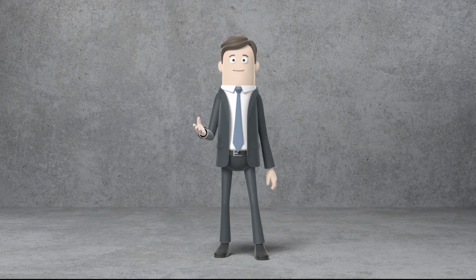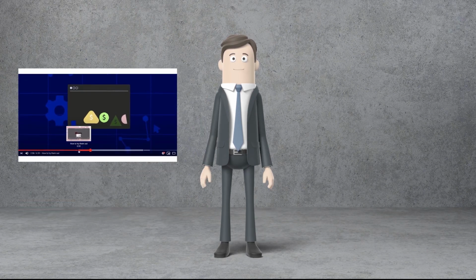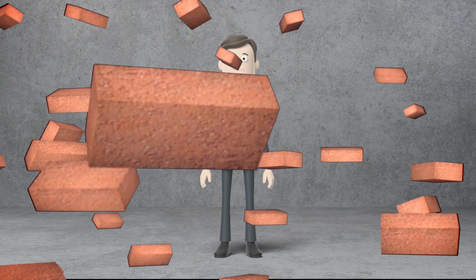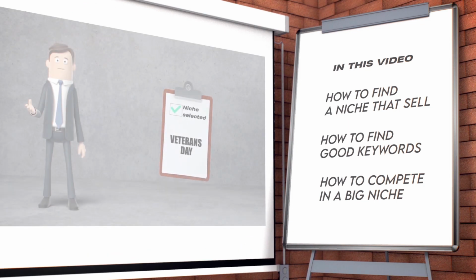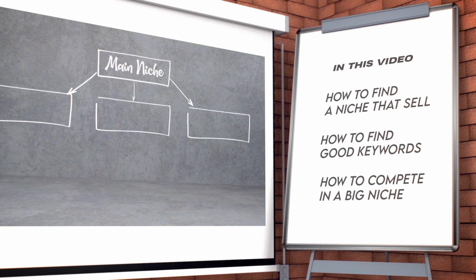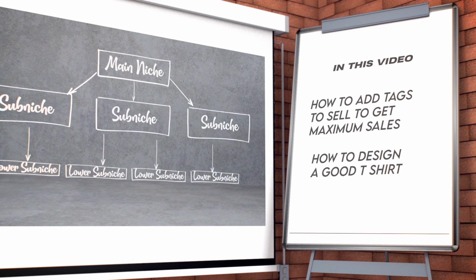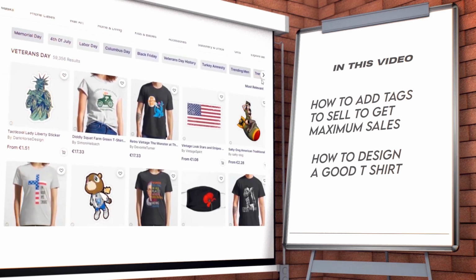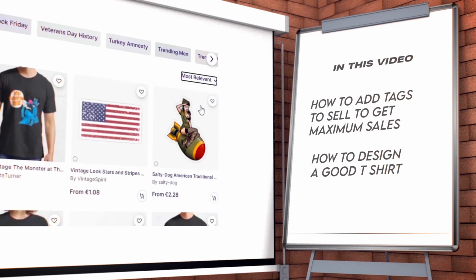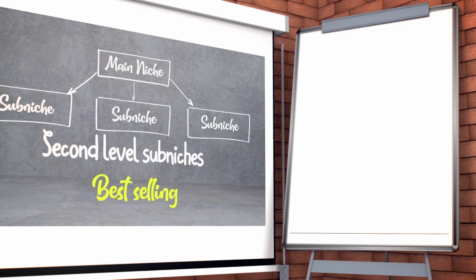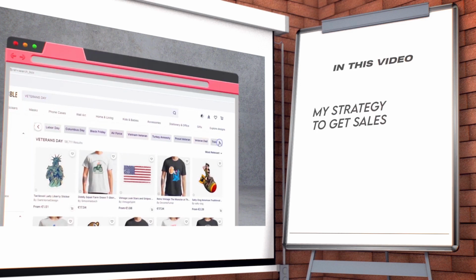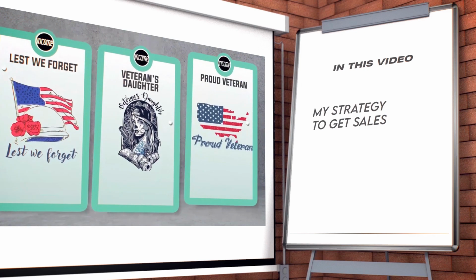As usual, this video is divided into several sections, and you can of course go to any section you want from here. In this video we are going to see how you can pick a niche among all Redbubble niches, and I will teach you how to sell t-shirts in big niches using good keywords. In addition to learning how to use tags and how to design good t-shirts, I will show you my ultimate strategy that helps you make sales on Redbubble.